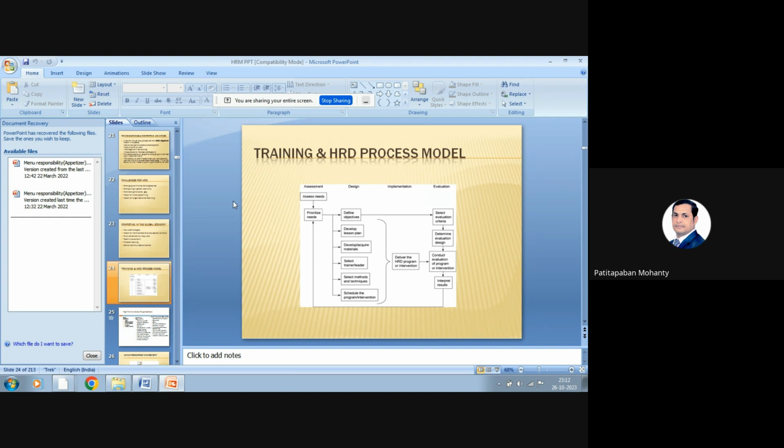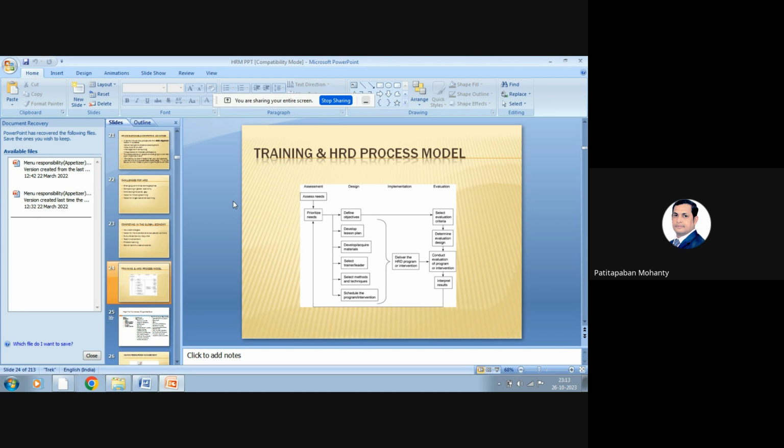When the assessment comes, assessment means your analysis, your investigation, assessing needs. When there is needs assessment, there is also a call for prioritized needs. If there is no prioritization, then there is no assessment. If there is no assessment, there is no training. If there is no training, there is no design. If there is no design, how will you get things implemented? If it is not implemented, how can you evaluate? So it is a straight line process: assessment, design, implementation, evaluation. This straight line process is the model of your HRD or HRM. When the need for assessment arises, then there is a need for assessment.